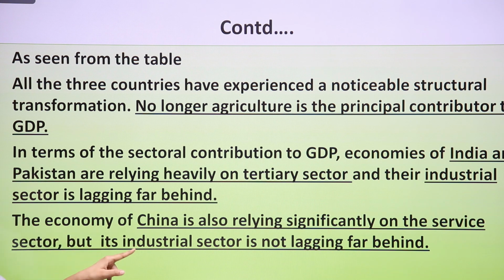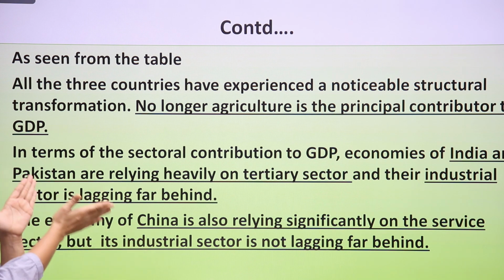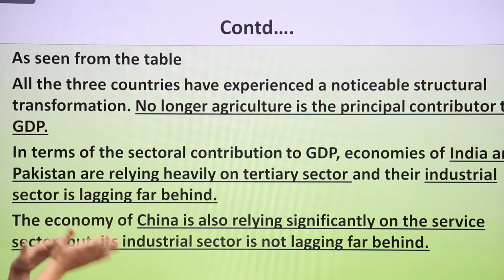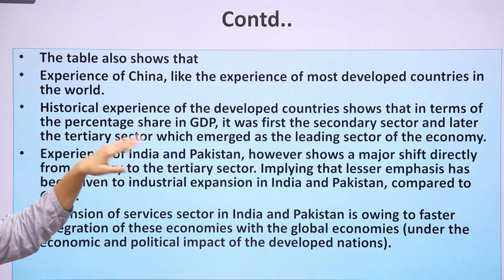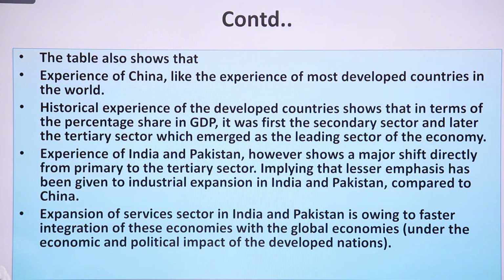The economy of China is also relying significantly on the services sector, but its industrial sector is not lagging behind. See, there's a difference between India and Pakistan and China. Why? Because in China industries have developed sufficiently, but in Pakistan and India, industries are not developed that much in comparison to China. So industries in Pakistan and India are lagging behind Chinese development. The table also shows that the experience of China is like the experience of most developed countries. What is the experience of most developed countries?